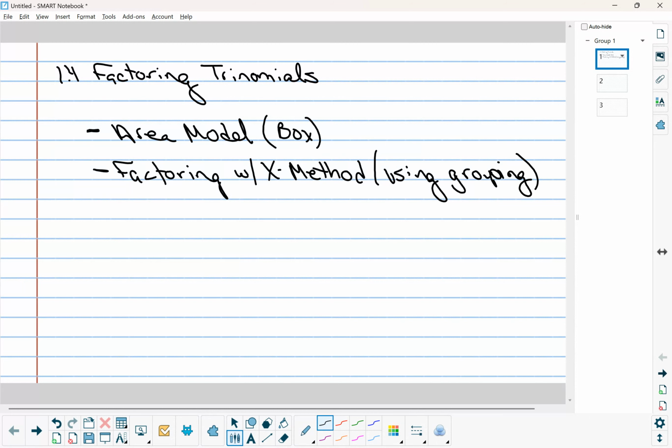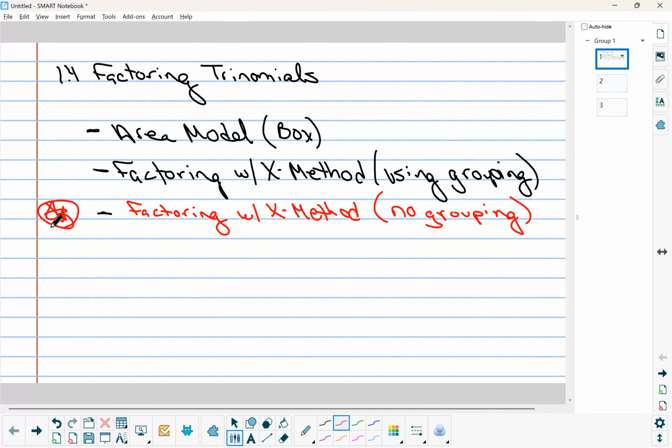This is going to be factoring with just straight X method. So this one is just factoring, no grouping. And to me, this is the fastest, easiest way to do this. This is the way I will always choose to do these. I'm only going to put 2 examples in here. If you want or need more, we can do those together. But we're dealing with the same things.